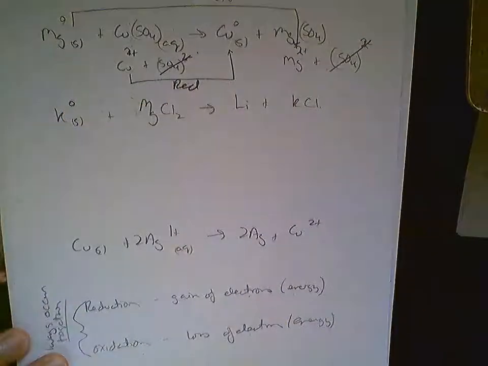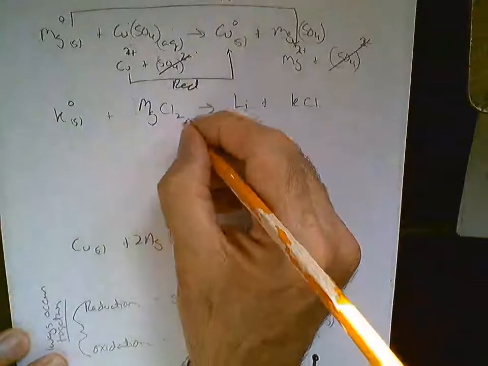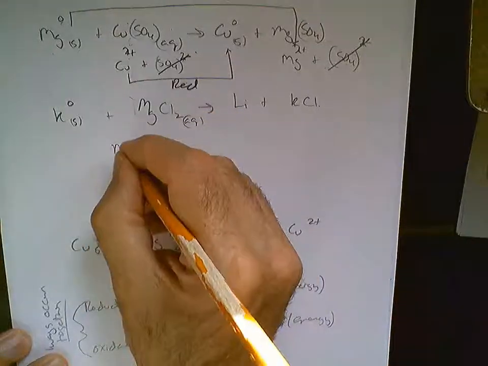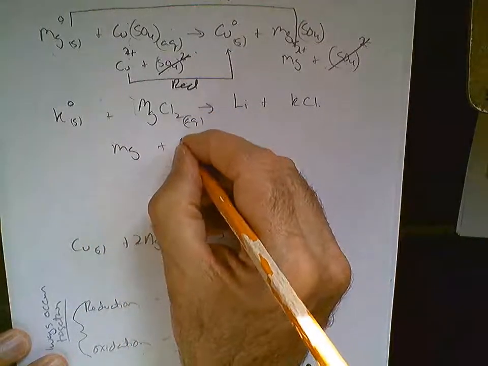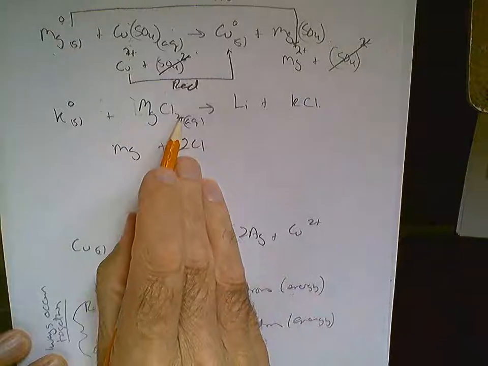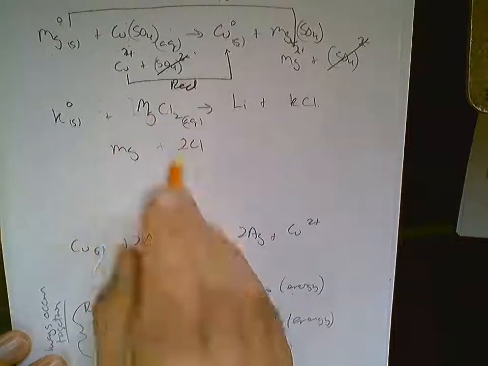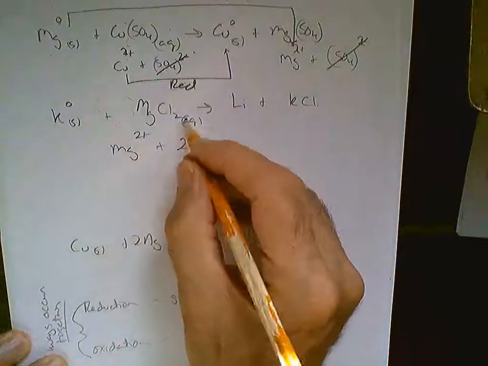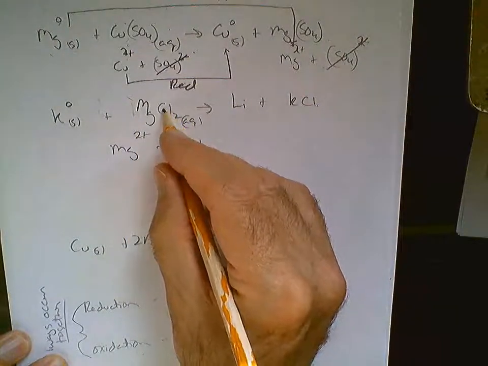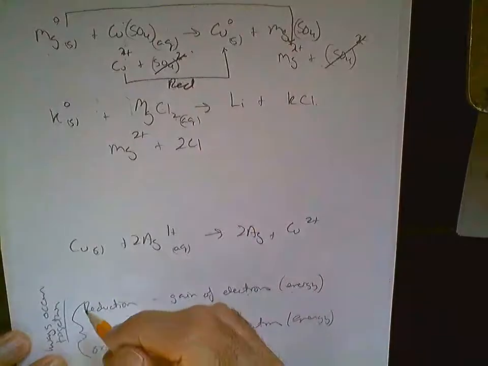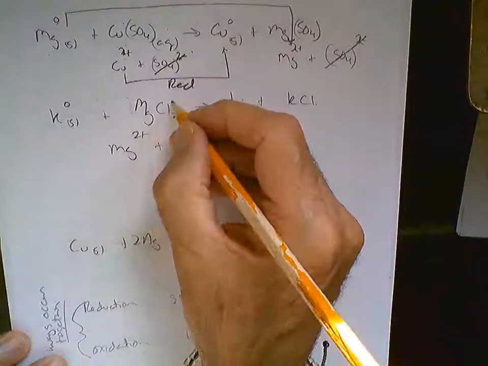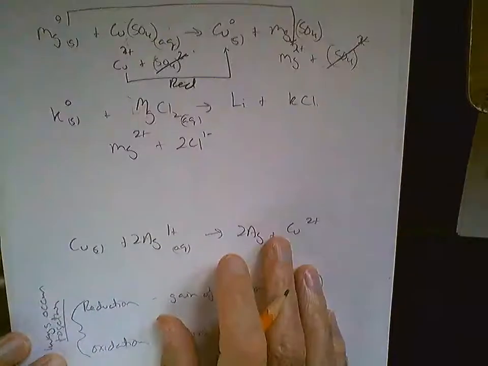If it's a solid, it's automatically a 0. If it's aqueous, we break it up. We have 2 Cls. We have 1 Mg. Our charge is Mg2 plus. So this 2 tells us two things. It tells us how many Cls we have, and it tells us the charge on the Mg. The charge on the Cl is 1 minus.